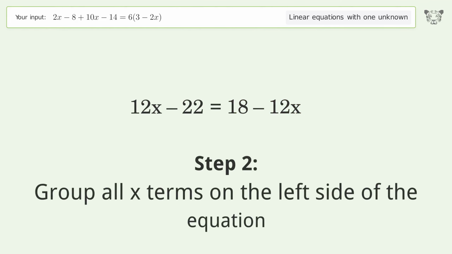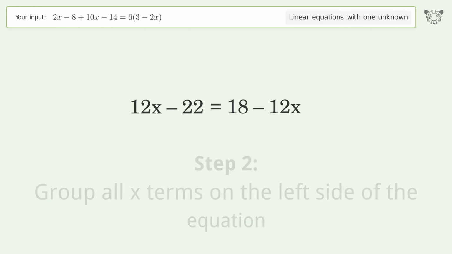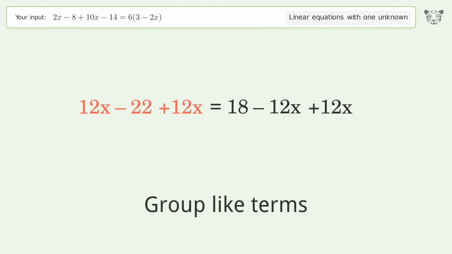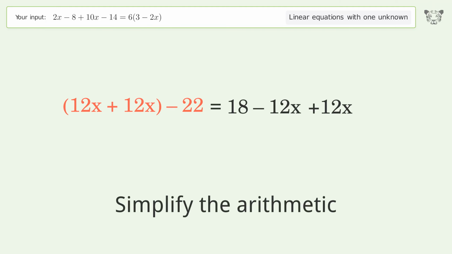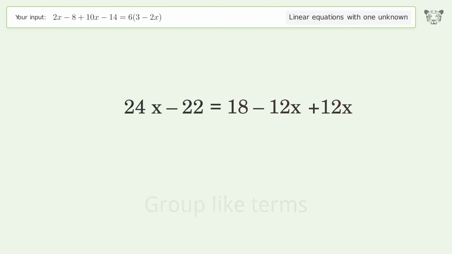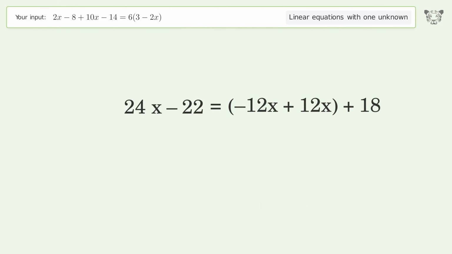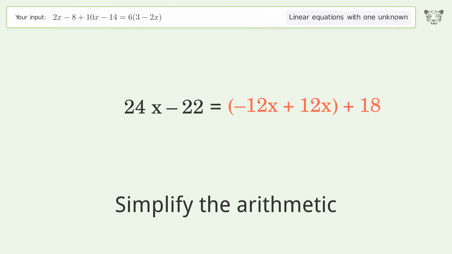Group all x terms on the left side of the equation. Add 12x to both sides. Group like terms. Simplify the arithmetic. Group like terms. Simplify the arithmetic.